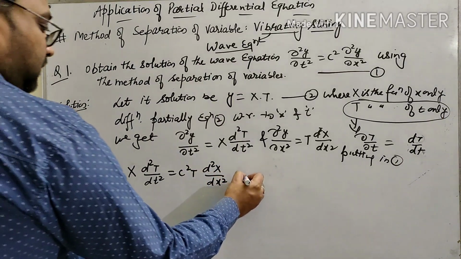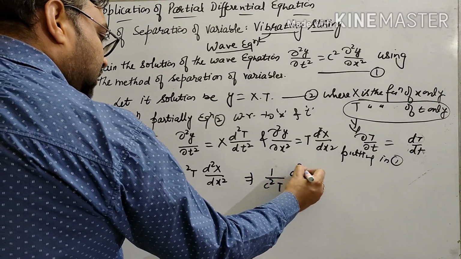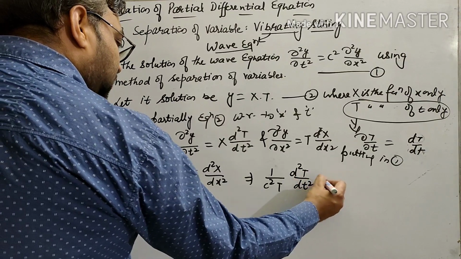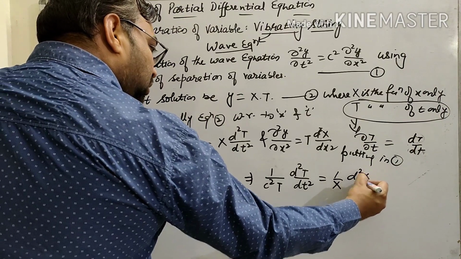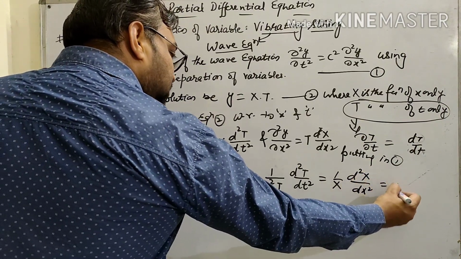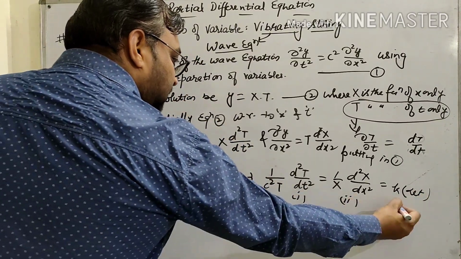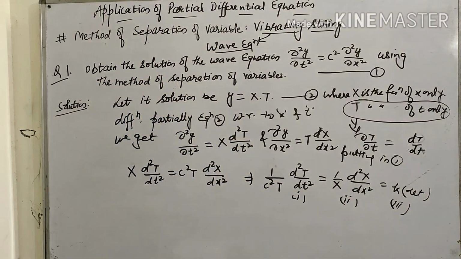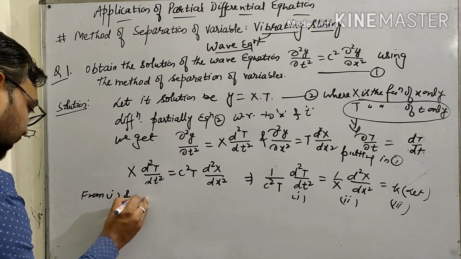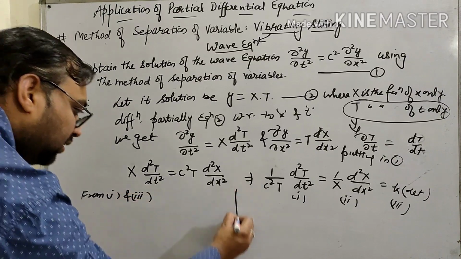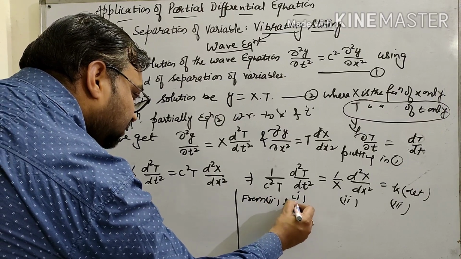Now we have to separate the variables. So 1 upon c square capital T d2 capital T upon d small t square equals 1 upon capital X d2 capital X upon d small x square equals k. Let us call these the first, second and third expressions. We take first and third, and on the other hand second and third.